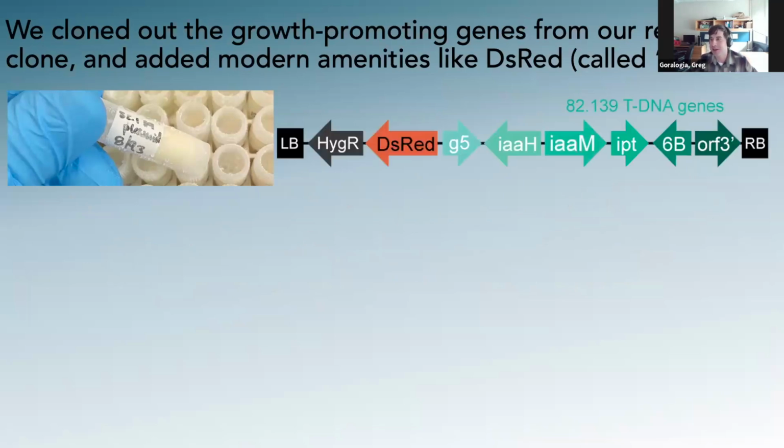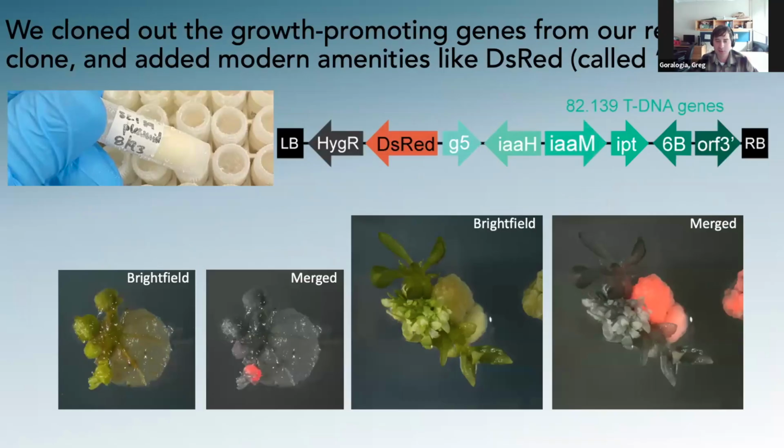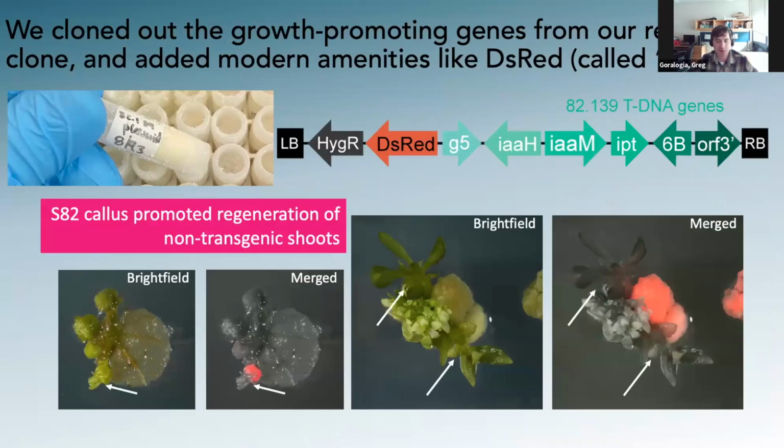I cloned out a 10 kb region from this strain, which included 6 genes in the tDNA. And we transformed it into hybrid poplar. And you can see they formed shoots, but they're non-transgenic, sort of on the border of callus tissue. So that was pretty cool.